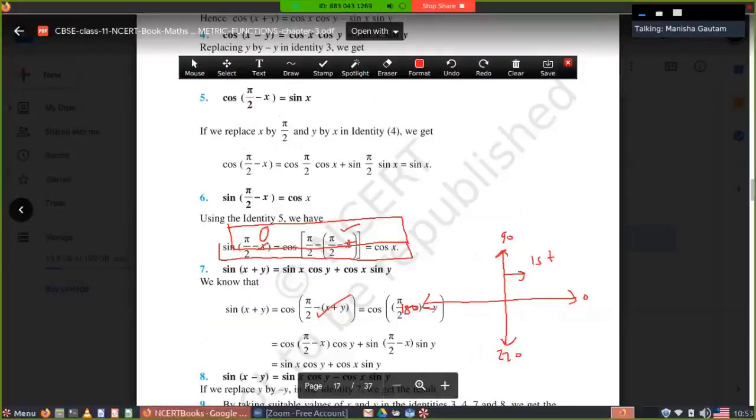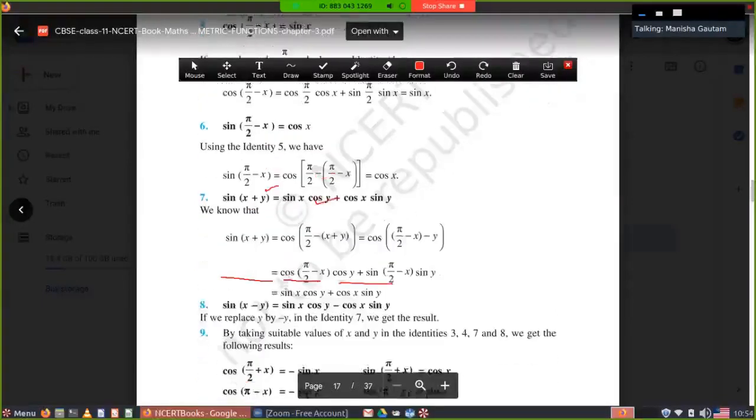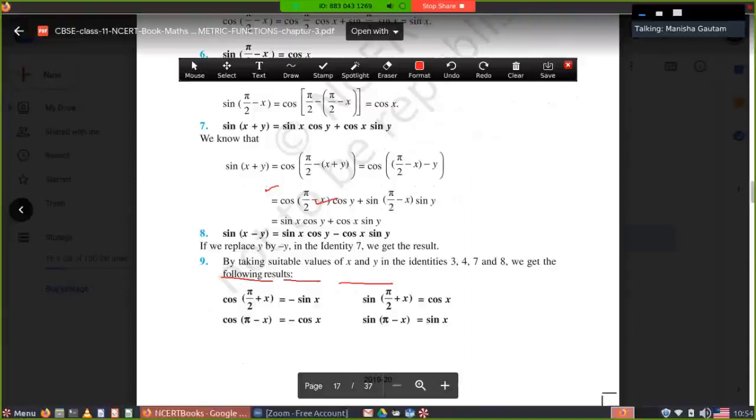Sin of 90 minus x is cos x. All these are identities which you have to learn. Sine of 90 minus theta, sine of 90 minus x, you can say it is cos x. Sine of x plus y is equal to sine x cos y plus cos x sine y. Some derivations are given here in the identities. You have to do these derivations. Sin of x minus y is equal to sin x cos y minus cos x sin y.